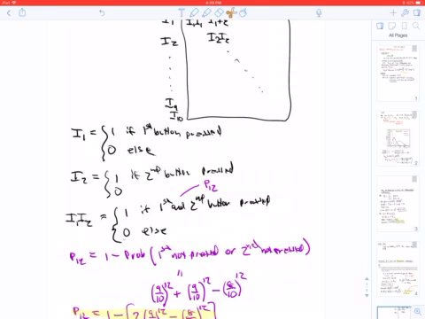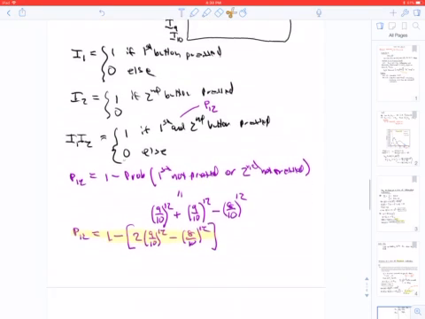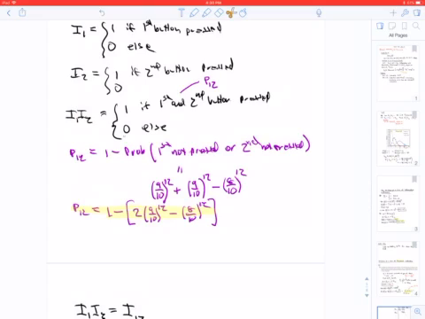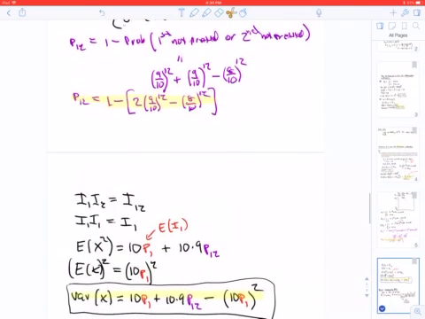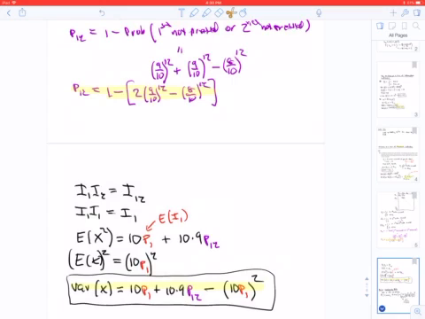So the probability that the first button is not pressed is the unconditional probability, 9/10 to the 12th power. The probability that the second is not pressed is 9/10 to the 12th power, and the probability that the first and the second are not pressed is 8/10 to the 12th power. So we get P12 is 1 minus that.